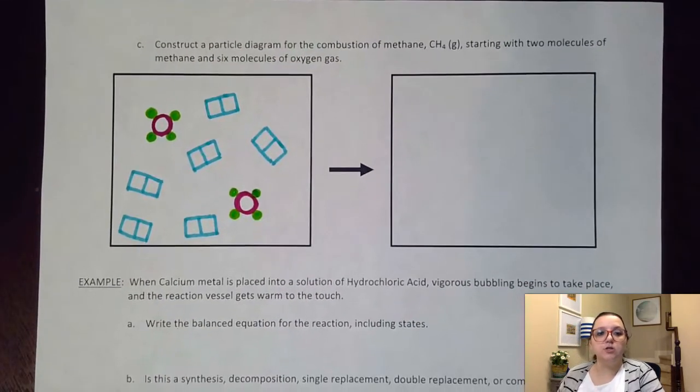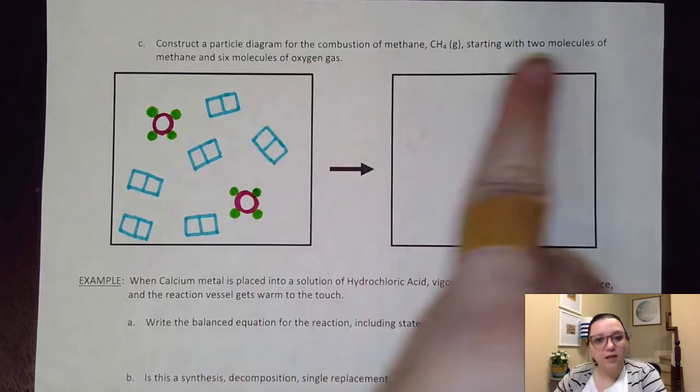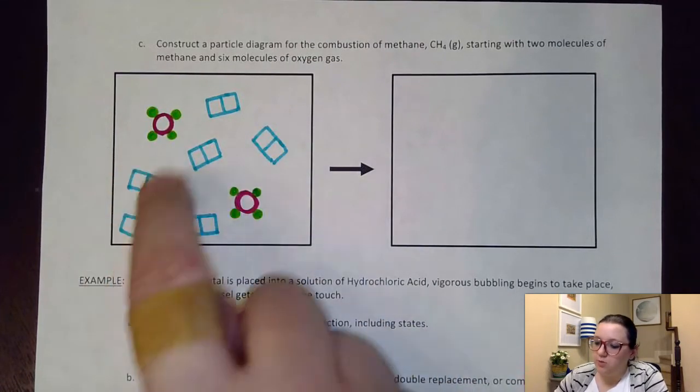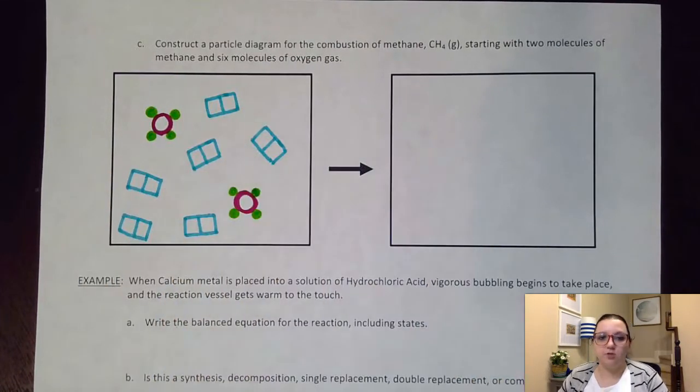Here it says, construct a particle diagram for the combustion of methane, starting specifically with 2 molecules of methane and 6 molecules of oxygen gas. So they've given us some very specific ratios to use here. And so what I did is I went ahead and started my drawing by drawing exactly what they requested me to do. My 2 molecules of methane and my 1, 2, 3, 4, 5, 6 molecules of oxygen gas.